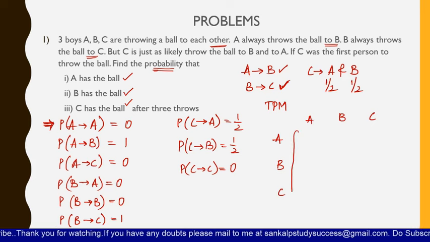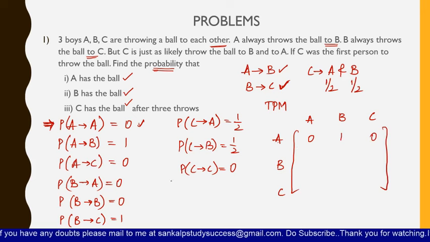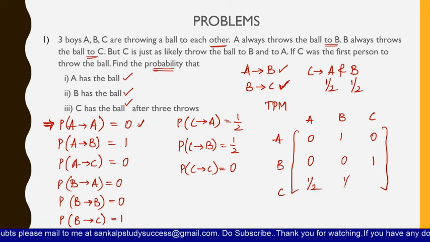So ABC and ABC. It is the probability of A throwing to A. From these values we fill the matrix: A to A is 0, A to B is 1, A to C is again 0. Now B to C is only 1, the remaining are 0. And C has 1 by 2 and 1 by 2 probability, and C to C is again 0. Now we need to take the third step transition probability matrix, because we need the probability after 3 throws. This is nothing but P, because it is a transition probability matrix.